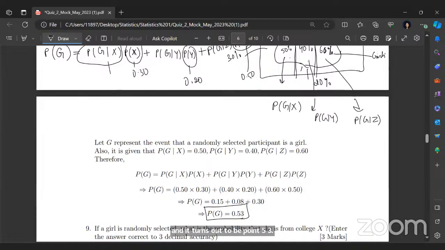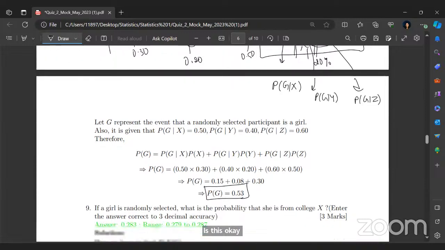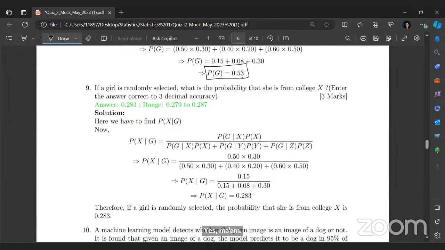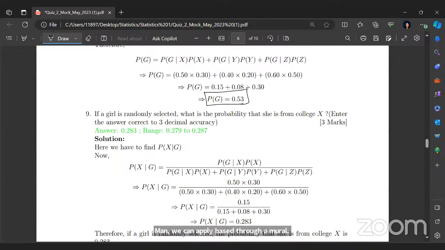Is this okay? Yes, ma'am. Now the question is, if a girl is randomly selected, can we apply Bayes theorem here also? Yes, this is what we are going to do. Bayes theorem only we are going to apply.